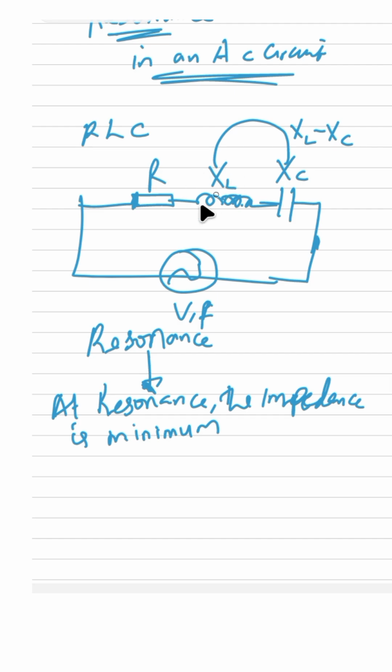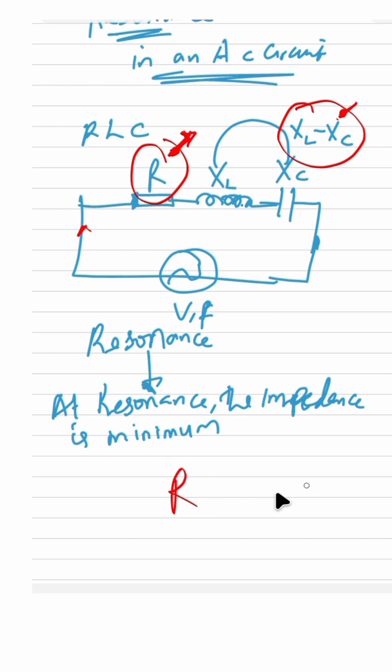The opposition you have here to the current flow is R and XL minus XC. So you have two things opposing at the same time: the resistance and the reactance, opposing the current flow at the same time. So that means the current will be minimum at that particular point, because the resistance is high now, so a small current will flow through. But for maximum current to flow through, one of these must be equal, this one must be 0. That's what I'm trying to say.